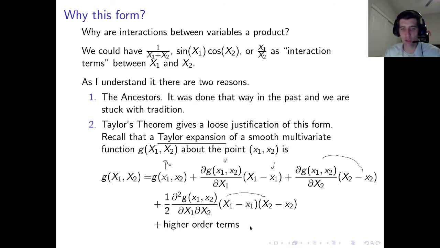So your higher order terms would have then quadratics in x1 and quadratics in x2. So these are the two reasons why, in my opinion, the canonical interaction term is fairly natural, right? One just being it's handed to us, the other being that Taylor's theorem says that it's somewhat natural.